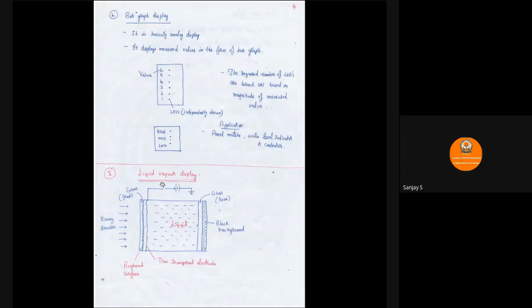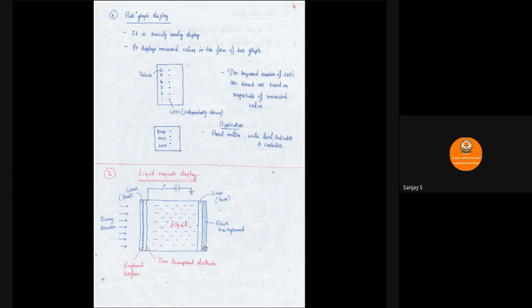Next we go for second display device. See, all these things that we have covered so far come under segment displays. Second one is liquid vapor display. So this is the arrangement for liquid vapor display. In this liquid vapor display, we have glass plates on either ends. At one end, the glass is called the rear end, and this is called the front end.